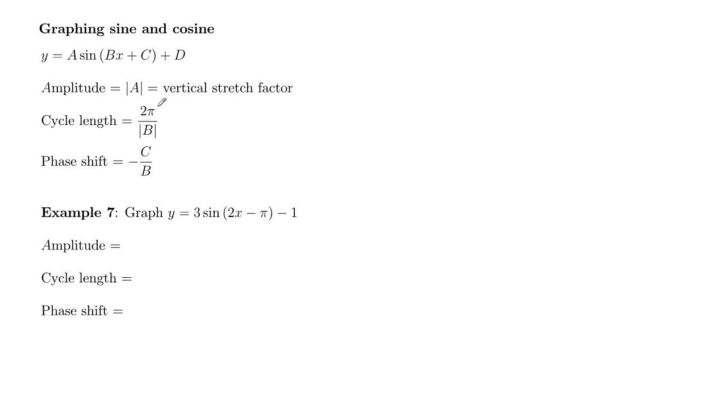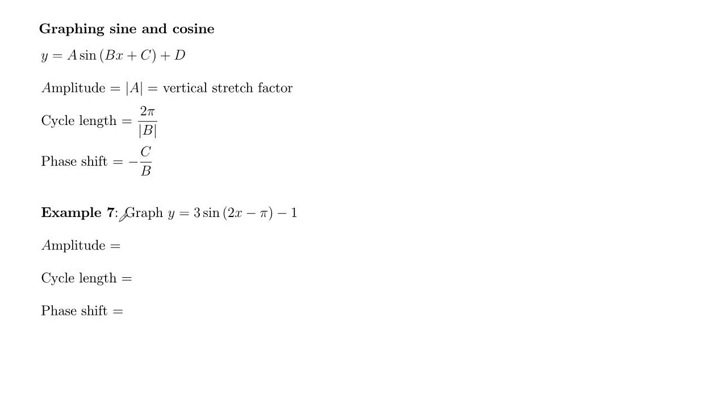So your normal cycle length without a multiplier is 2 pi. Divide that by the absolute value of b, that gives your new cycle length. And then your phase shift, which is a left-right shift, is going to be controlled by both of these numbers, b and c. Your phase shift is negative c over b. The reason for the negative is because these are inside the sine function. And remember, horizontal shifts work in opposites when they're inside the function.